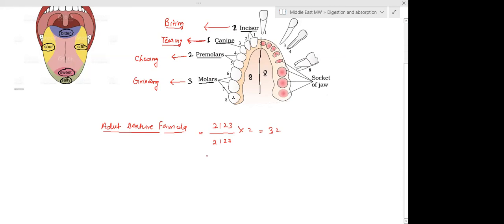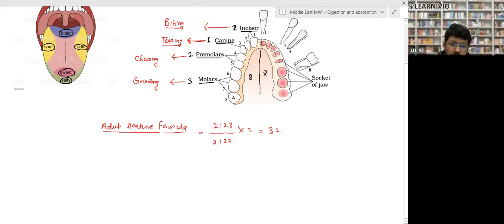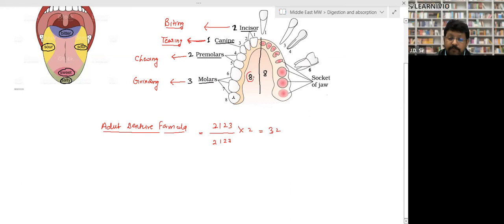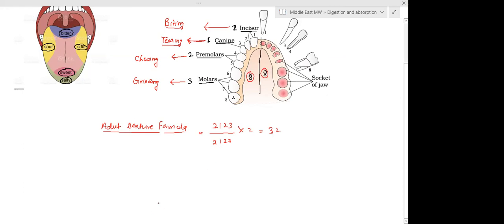Yes, sir. Okay. Sir, please explain it. So look, there is 2 incisor, so I have put over here 2. 1 canine, 2 premolar and 3 molar. So 2, 1, 2, 3 here and 2, 1, 2, 3 here. So half part, 2 sets are here and 2 sets are here. I have multiplied it into 2. Clear? We have 4 types of teeth, 8 teeth in half of the jaw and 8 in the other half. So we have 4 sets of 8 teeth. Clear? Yes. Okay. So this is the denture formula, right?